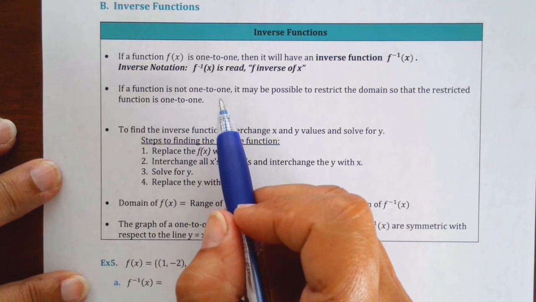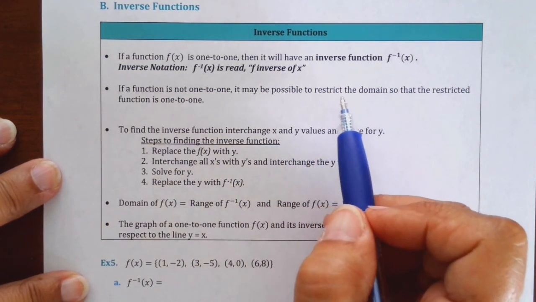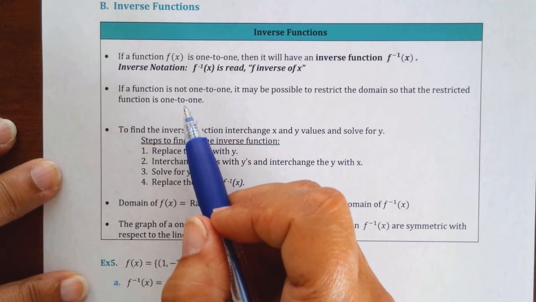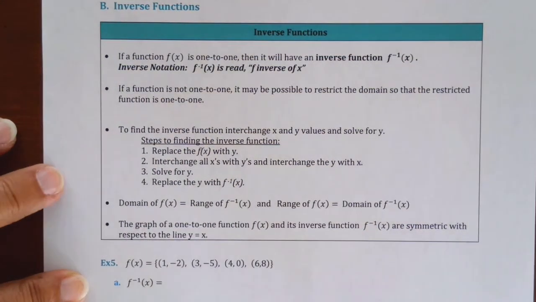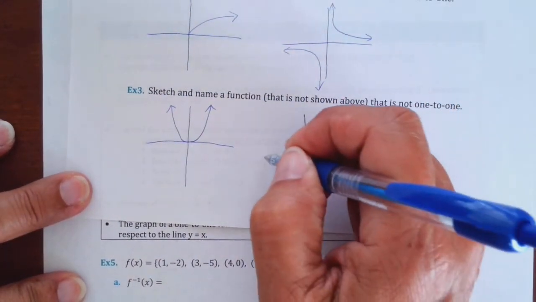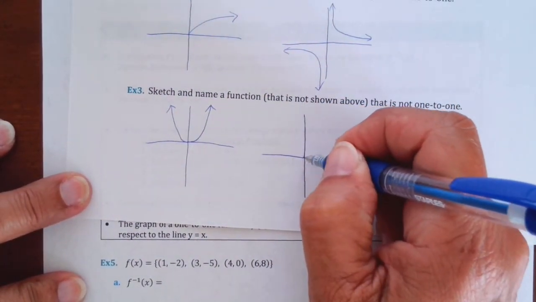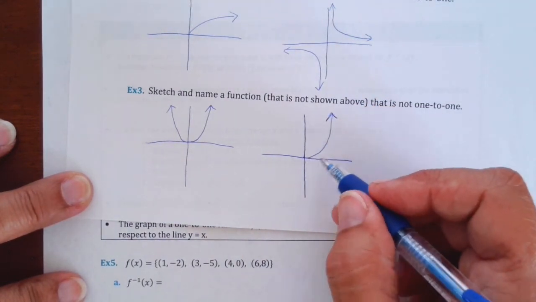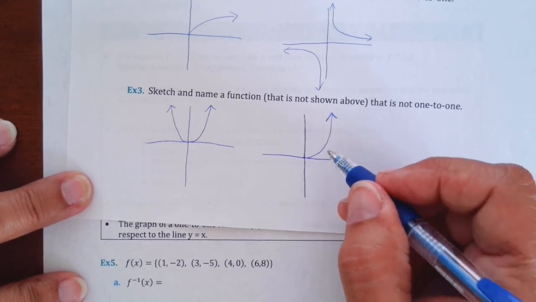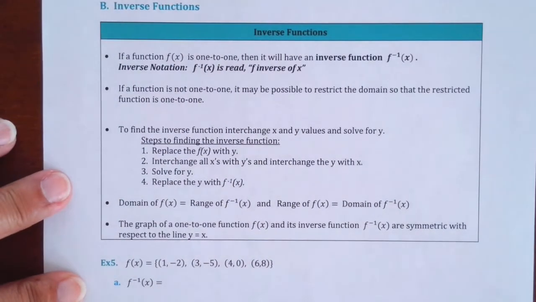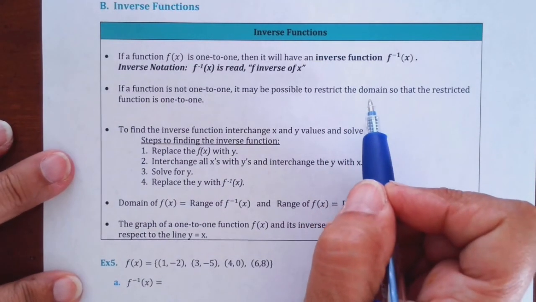If a function is not one-to-one, it may be possible to restrict the domain so that the restricted function is one-to-one. So I'm going to go back and explain that real quick. Remember our x squared function? That's not one-to-one, but in a couple of these problems, it's going to say to use x squared, but only when x is greater than 1. So if you only use part of it, then you can use that. So that's what that is talking about. So you have to pay attention to the domain they give you, okay?